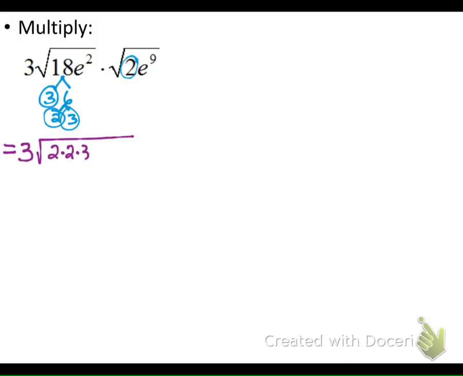Good. And now, here's the new part. You have to take e squared times e to the 9th. If the variables are the same, you can go ahead and combine them. How do you combine them? Add them. So what do you get? So e to the 11th. Thank you. From here, we go back to what we know. Circle our factor pairs.